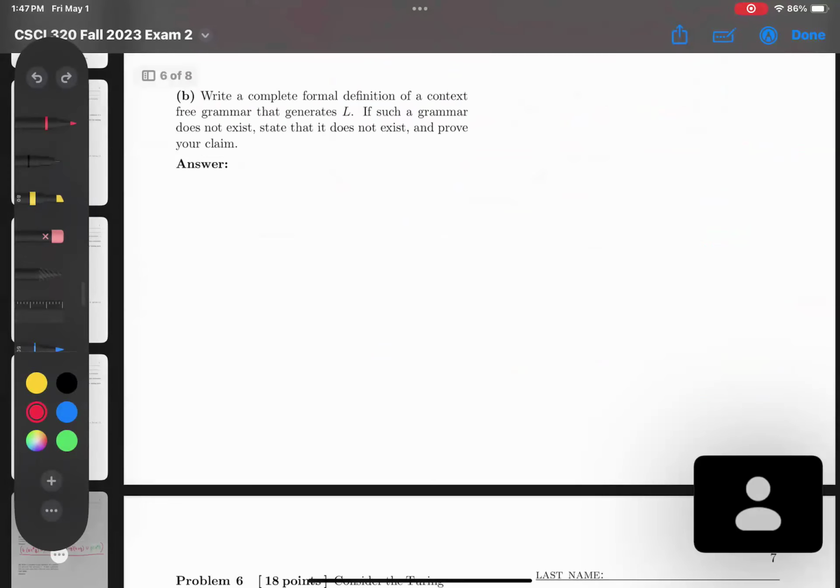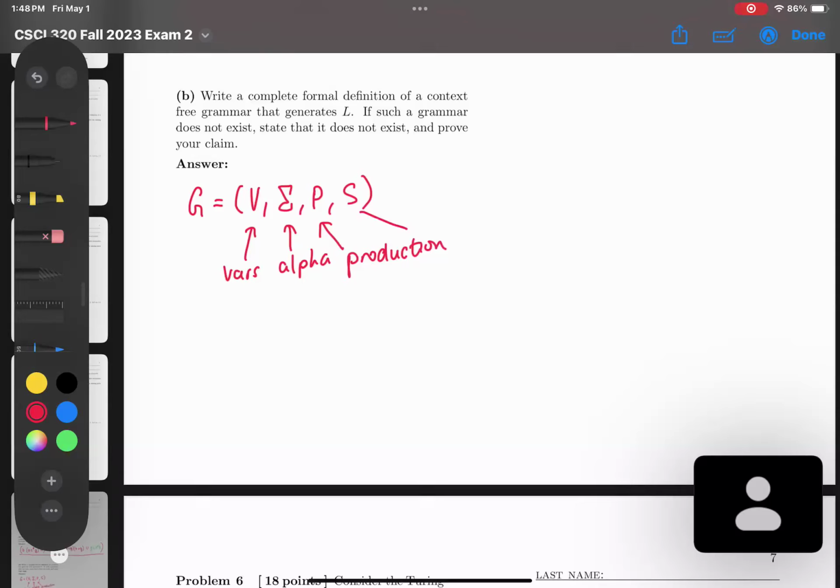All right, so how do we start the grammar? It's always going to look like this. G equals V, sigma, P, and S. So V is your variables. That's your capital letters. Sigma is your alphabet. P is the production set, which means just the set of transitions. And S is your start variable, or the string you're starting with.